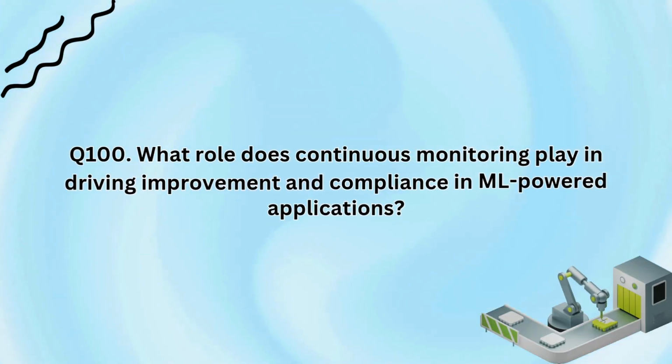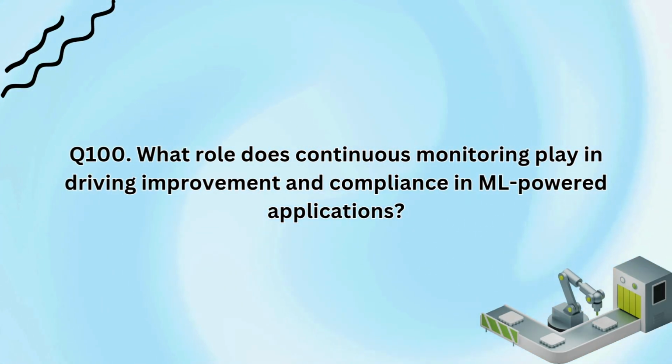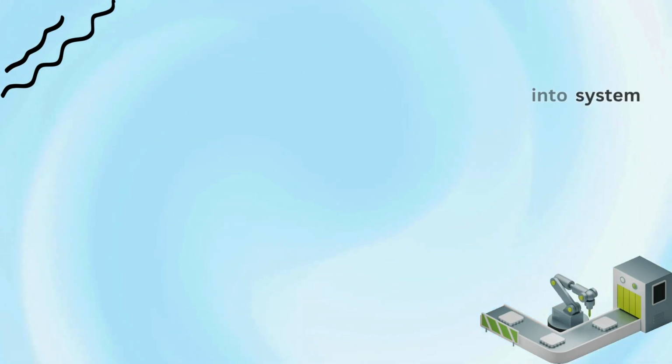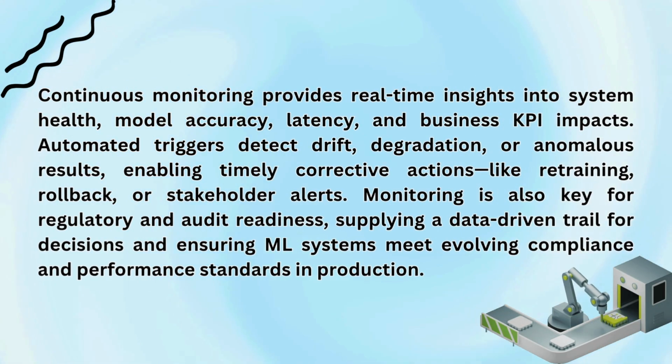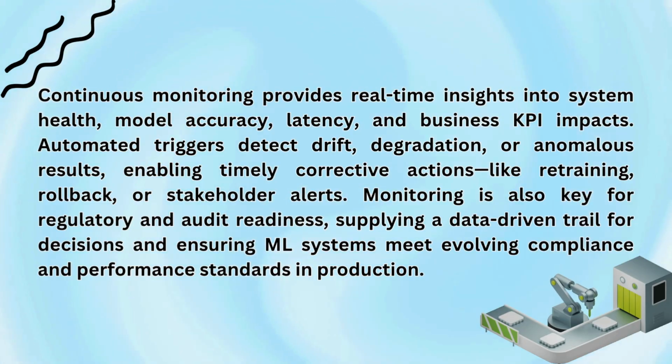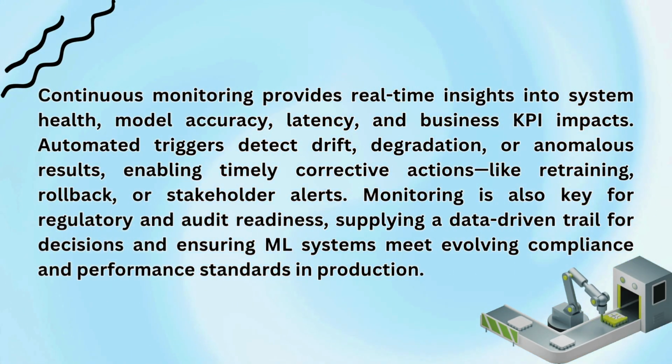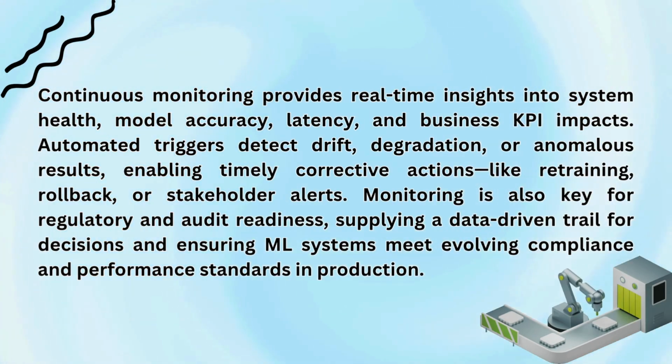What role does continuous monitoring play in driving improvement and compliance in ML-powered applications? Continuous monitoring provides real-time insights into system health, model accuracy, latency, and business KPI impacts. Automated triggers detect drift, degradation, or anomalous results, enabling timely corrective actions, like retraining, rollback, or stakeholder alerts. Monitoring is also key for regulatory and audit readiness, supplying a data-driven trail for decisions and ensuring ML systems meet evolving compliance and performance standards in production.